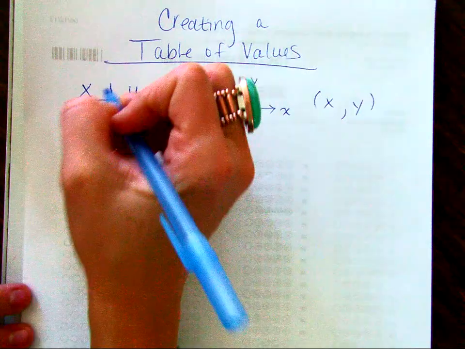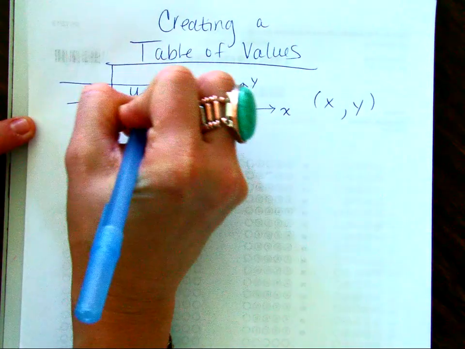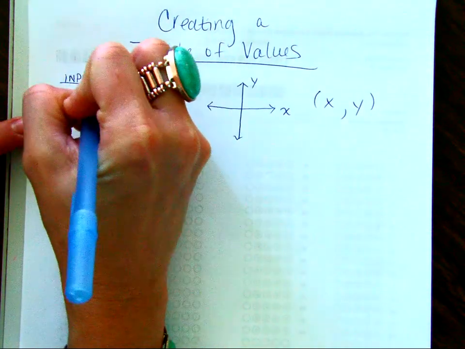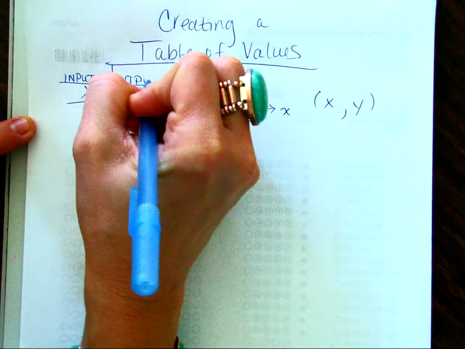So right above this X and this Y, I want you to write the word input. And then above the Y, you're going to put output.